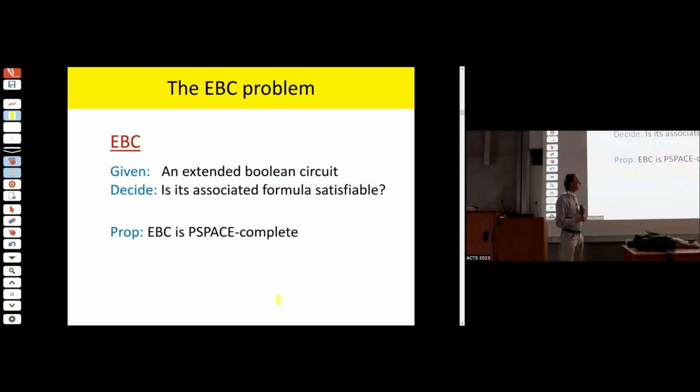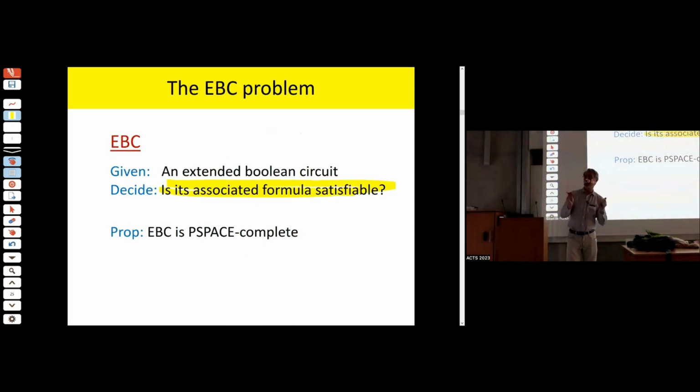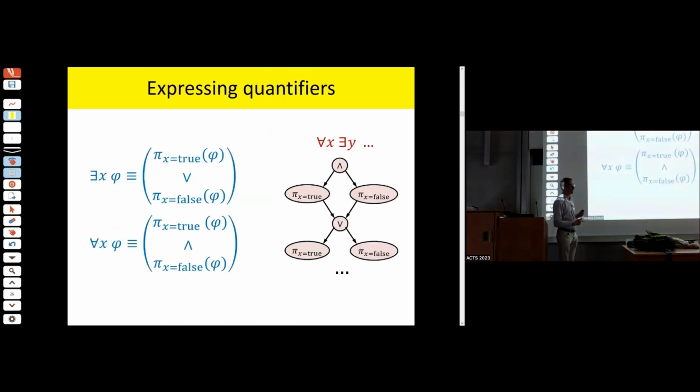Well, so the problem I want to consider is this one. Given an extended Boolean circuit, something like this, is the formula associated to it satisfiable? Okay, and this problem is actually PSPACE complete. Why is that? Well, it's because the circuit is a very compact representation of the formula. So the formula can be exponentially larger than the circuit.